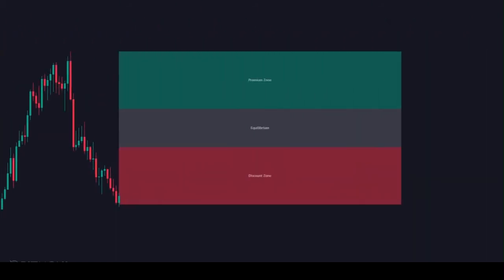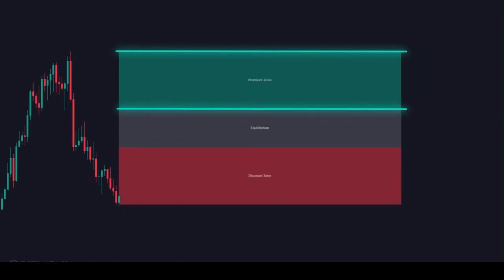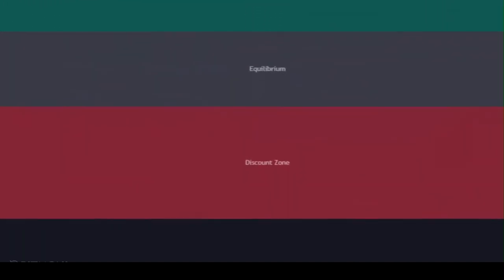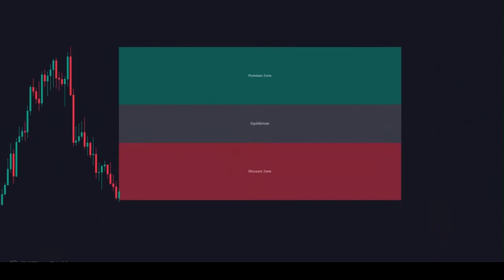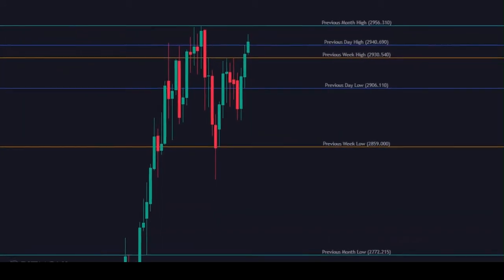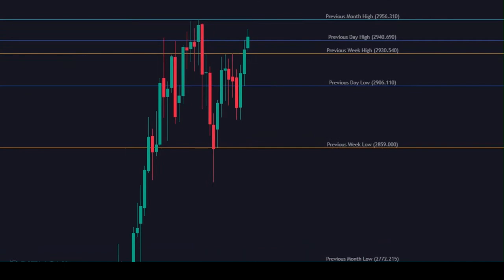Another cool feature of this indicator is the premium and discount zones. This feature will show you if price is at a discount, an area where the asset is cheaper than normal, and also show you premium zones, where the asset is more expensive than normal. Finally, this indicator shows you key levels where price is likely to have a big reaction at. This includes the highs and lows of the previous day, the previous week, the previous month, and the pre-market.